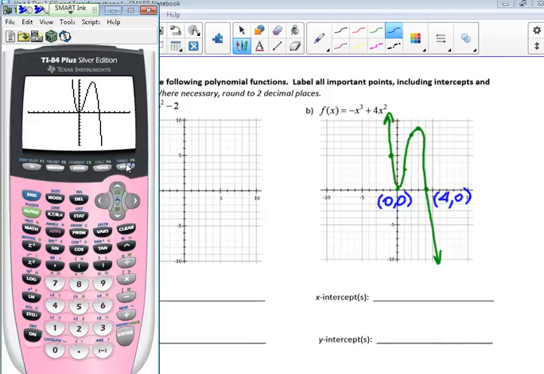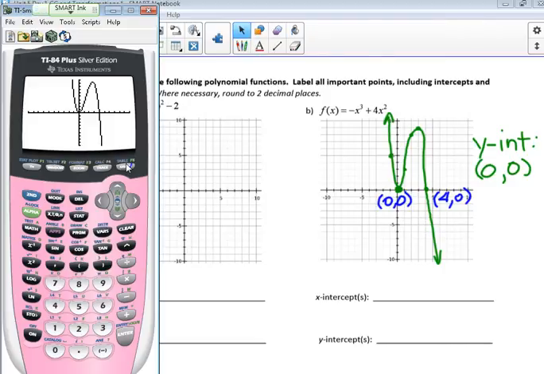Now, these are my x-intercepts. Does anyone remember what the y-intercept one is? Y-intercept where the graph goes through the y-axis. What's that one? It's also 0, 0. Okay, so the blue are my x-intercepts. The green is my y-intercepts.